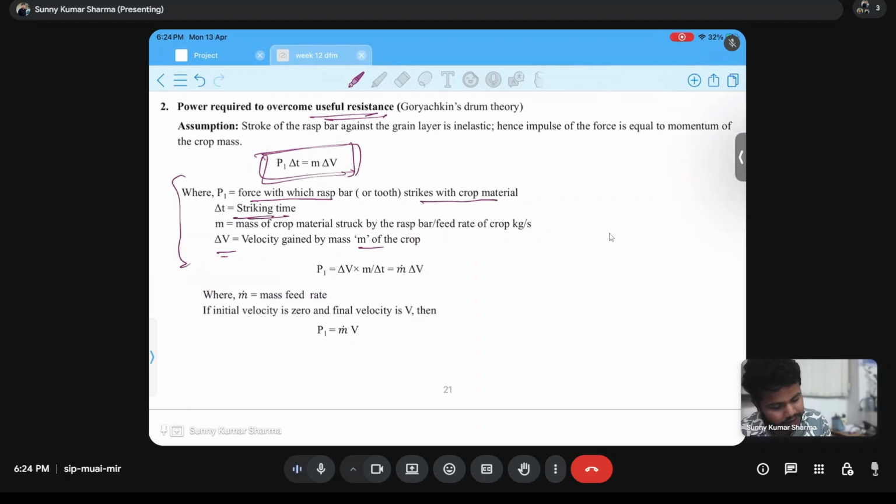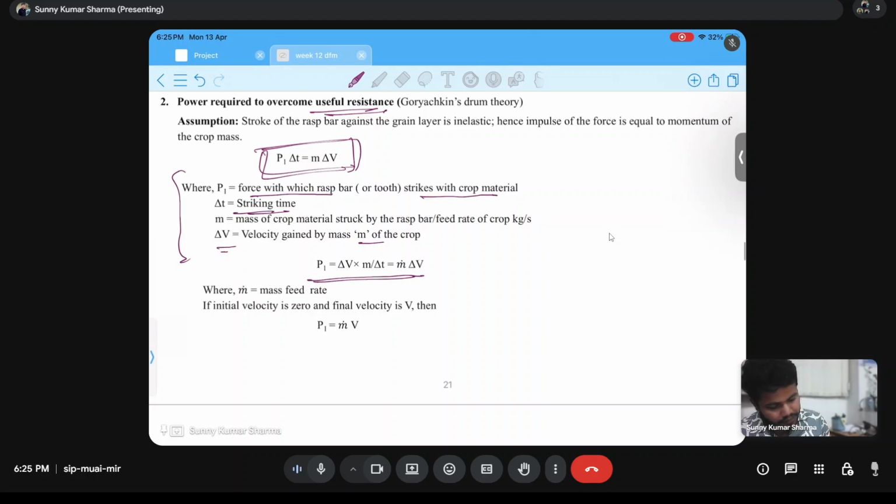Force into delta T is equal to mass into velocity. So both is power now. So this will become P is equal to m dot into V. So this is P1 is equal to m dot V.